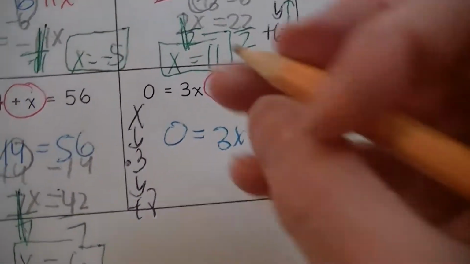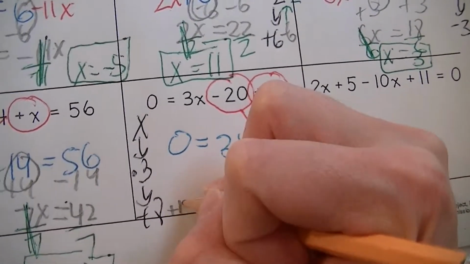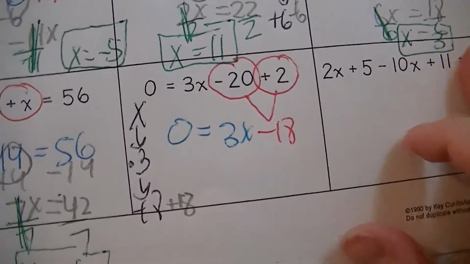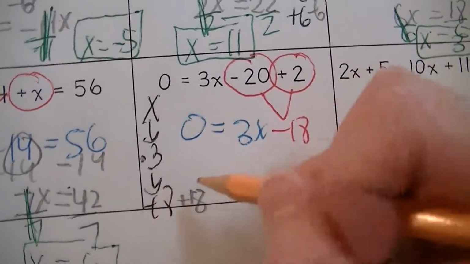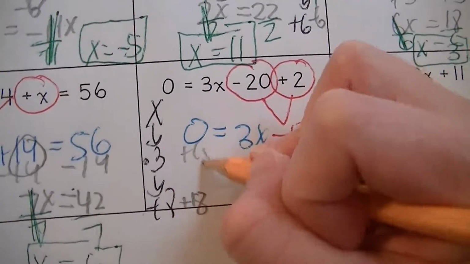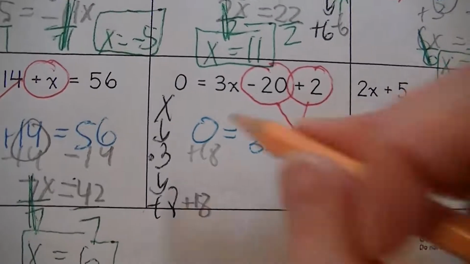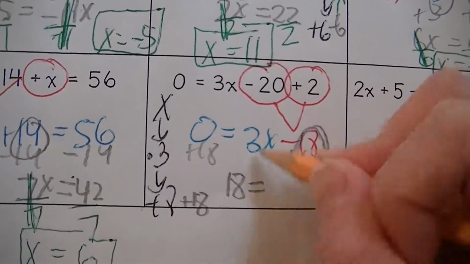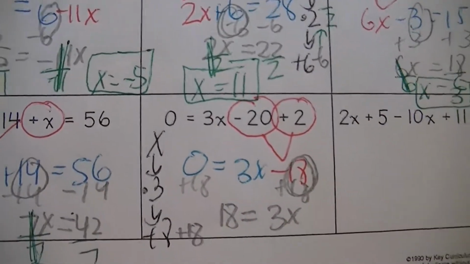Inverse operation of subtract 18 is to add 18. You're going to add 18 to both sides of that equal sign. Negative 18 plus 18 is 0. 0 plus 18 is 18. Bring down your equal sign, bring down your 3x. Now go ahead and go on back up.